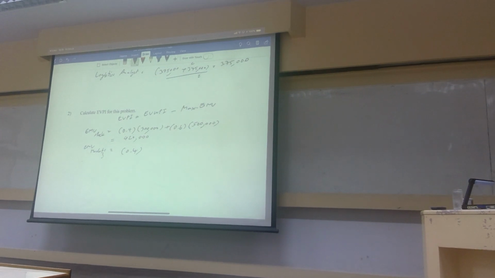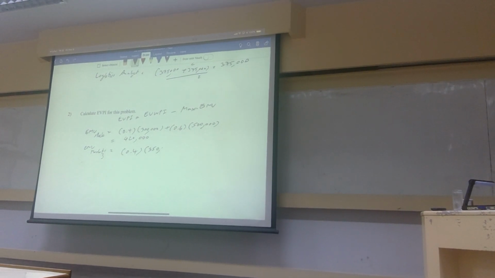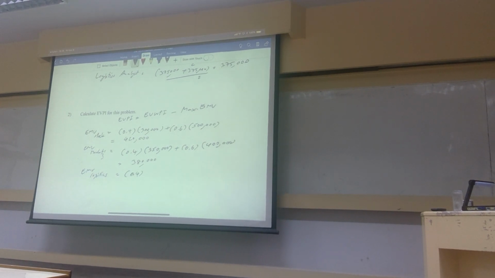For marketing, we do the same way. We use 0.4 multiplied with 350 plus 0.6 multiplied with 400. So you're going to have 380. Next is the EMV for logistics. Again, we use 0.4 multiplied by 375 plus 0.6 multiplied by 375, and for sure the result is 375. So this is the maximum EMV.